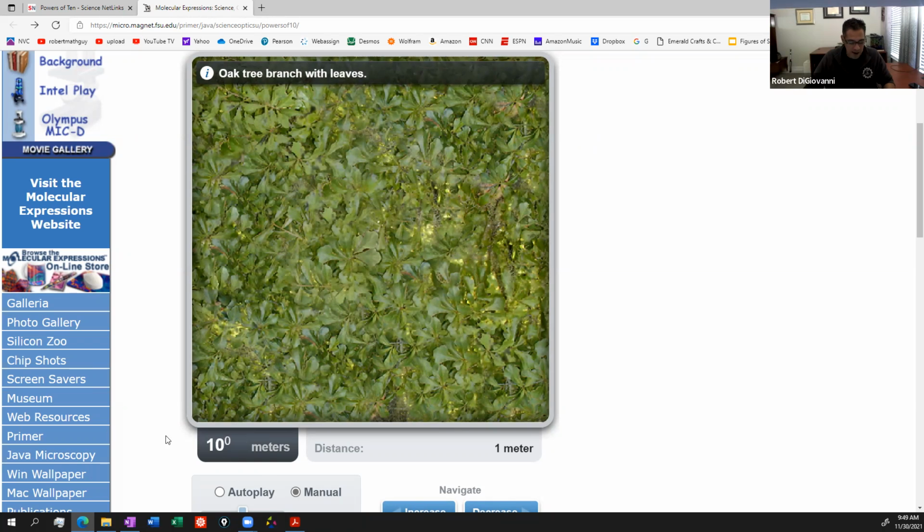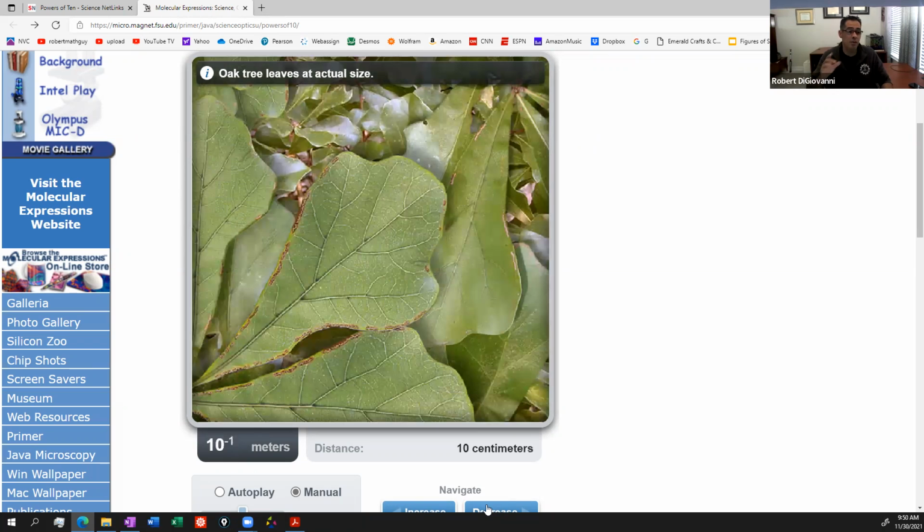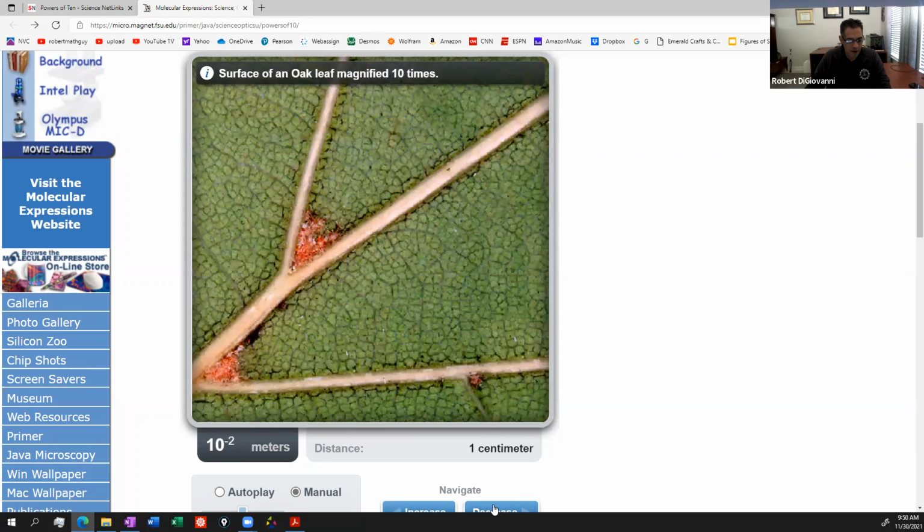So when you do negative powers up here, 10 to the -1 is really 1/10 of a meter. So imagine taking a meter stick, cutting it into 10 pieces and looking at one of them. And if you did that, you would have just about a leaf, right? Now let's take that and cut it into 10 pieces and you look at one of those, 10 to the -2. Now you can really see the surface of the leaf.